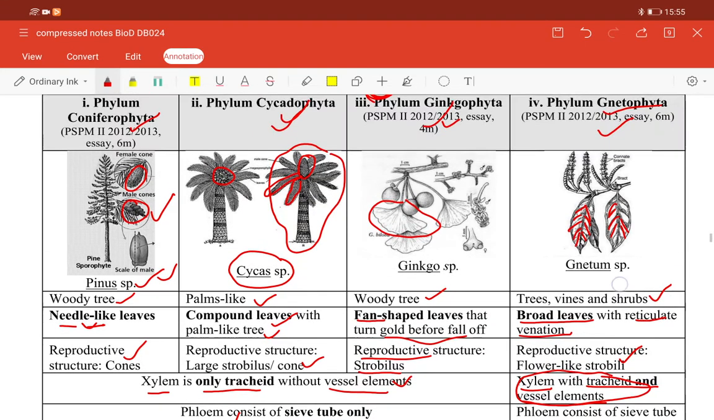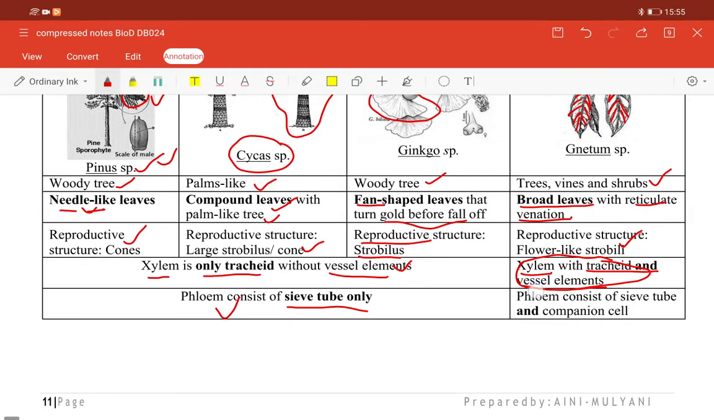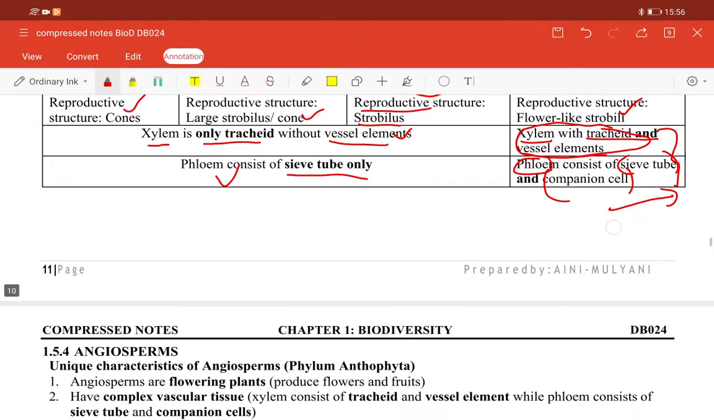Kalau yang ini, untuk Gnetophyta, dia punya phloem now consists of sieve tube and companion cell. So these two characteristics menyebabkan dia ada lebih persamaan dengan Angiosperm.